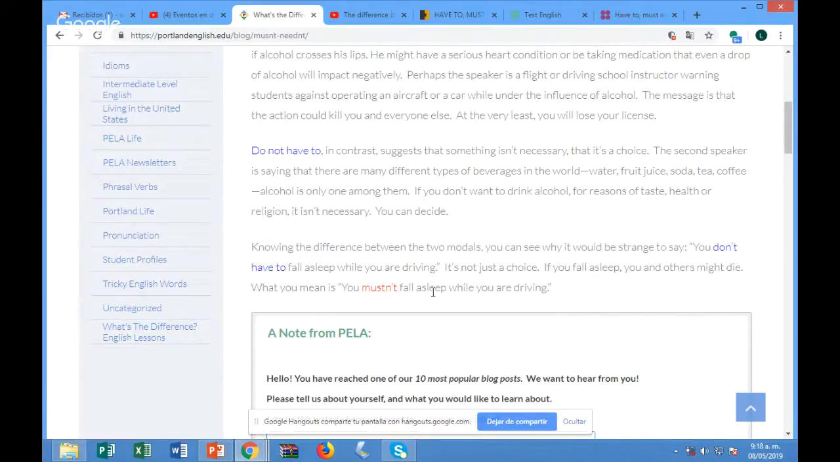Knowing the difference between the two modals, you can see why it would be strange to say you don't have to fall asleep while you are driving. It's not just a choice. If you fall asleep, you and others might die. What you mean is you mustn't fall asleep while you are driving.